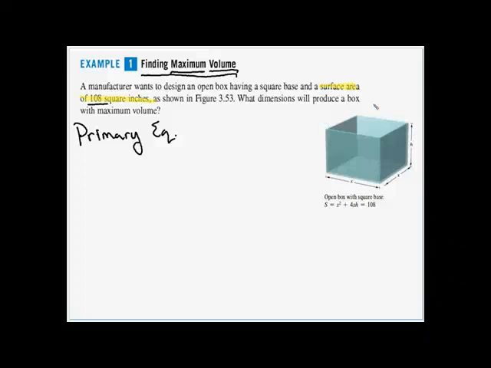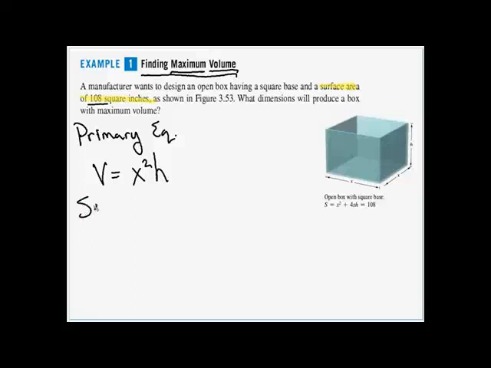So let's find the volume of this box. Volume equals the area of the base times the height of the box. In our box the base is square, its side lengths are x and x, so the base is x squared, and we're going to multiply that by the height of the box, h. So we have our primary equation, again, the equation that we want to minimize or maximize. But the problem here is we have two different variables: volume equals, we have an x variable and an h variable.